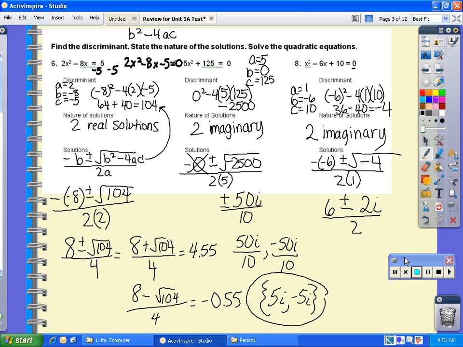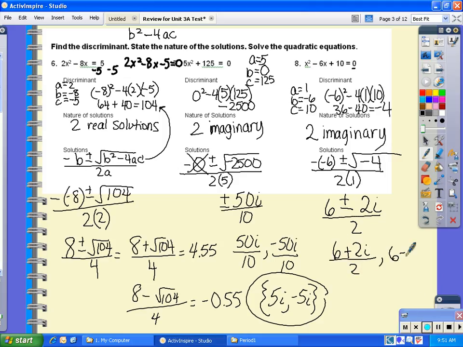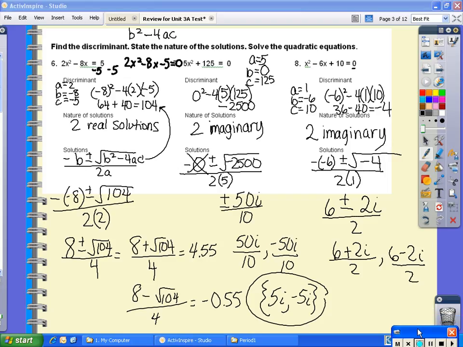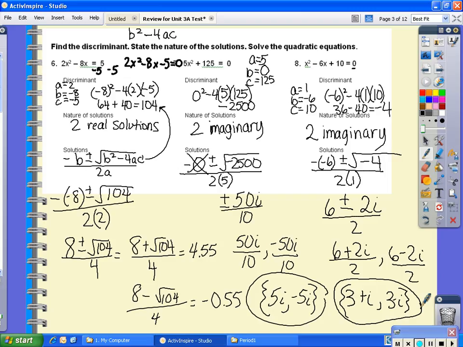Now I have two solutions. I can either have 6 plus 2i over 2, or I can have 6 minus 2i over 2. If you simplify those, notice that 2 is a factor of all of these numbers, so if I divide everything out by 2, I'll have 3 plus i over 1, so it's just really 3 plus i, and 3 minus i. So you have two imaginary solutions.